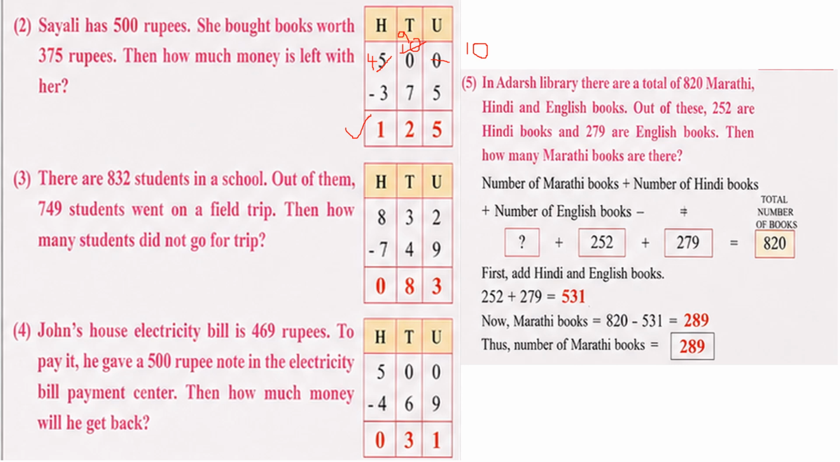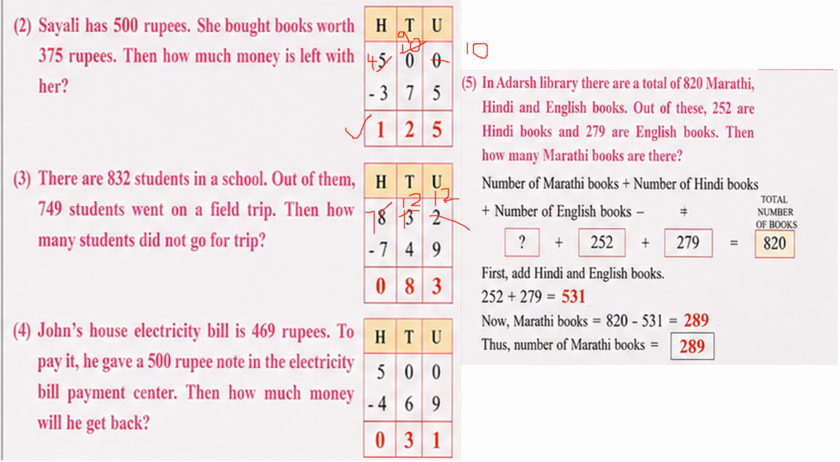There are 832 students in a school. Out of them, 749 students went on a field trip. Then how many students did not go for a trip? So 2 minus 9 is not possible again. 3 minus 4 is also not possible. So we make this 7, this as 13 and then cut it back to 12 and keep this as 12. So 12 minus 9. 9, 10, 11, 12. So 3. 12 minus 4 is 8 and 7 minus 7, 0.